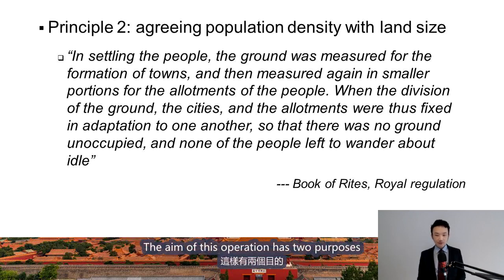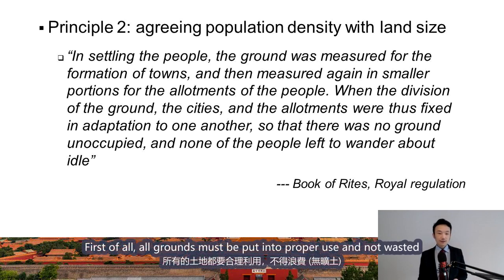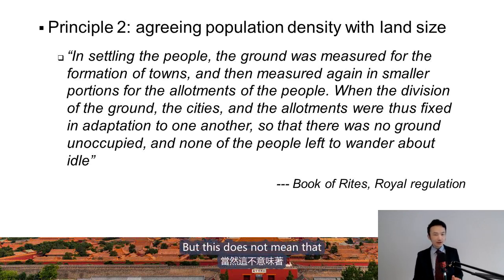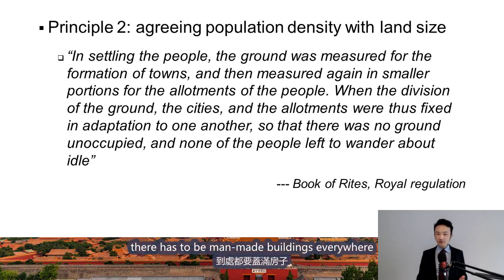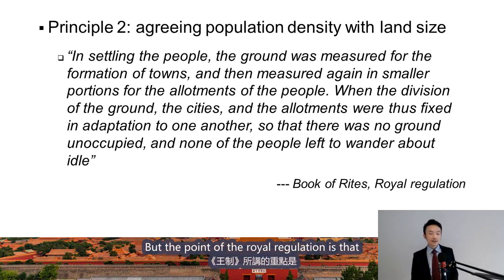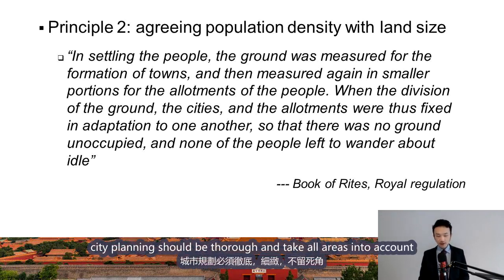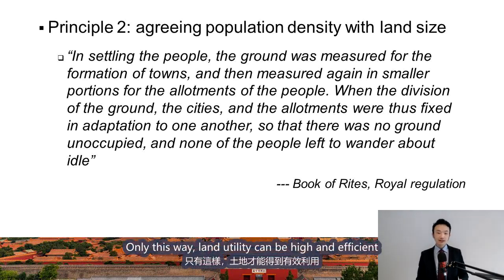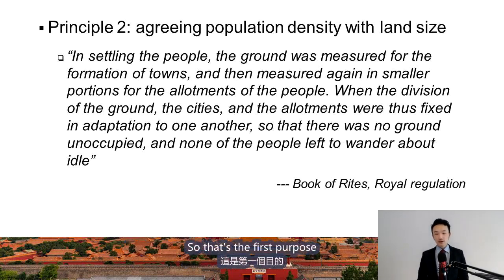Now, the aim of this operation has two purposes. Okay, first of all, grounds must be put into proper use and not wasted. But this does not mean that there has to be man-made buildings everywhere. Apparently, open space is also part of the plan. But the point of the Royal Regulation is that city planning should be thorough and take all areas into account. Only this way, land utility can be high and efficient. So that's the first purpose.